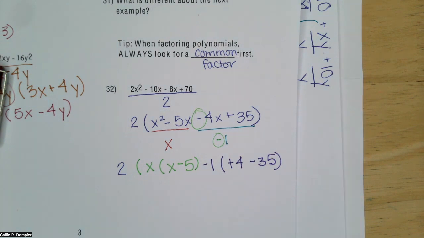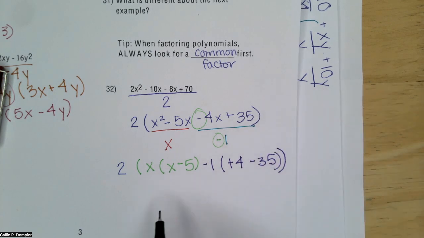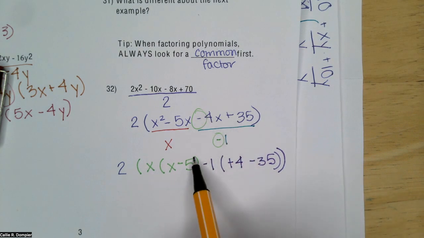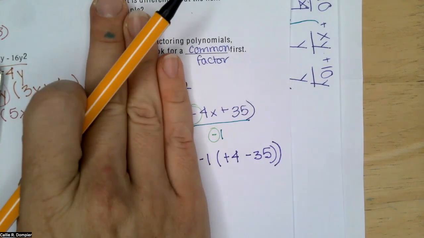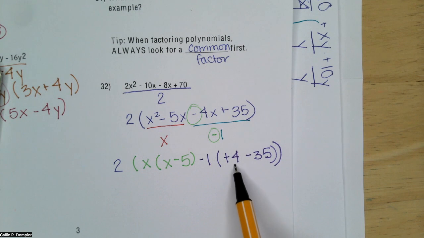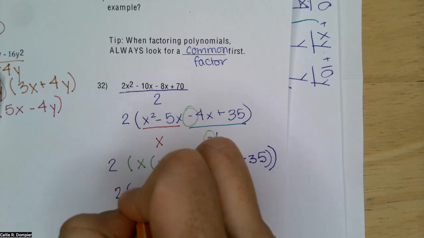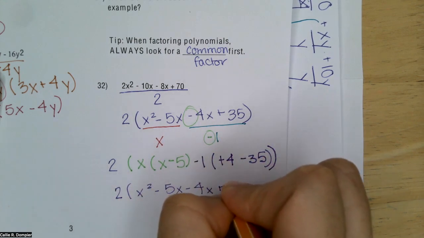It appears, then we would close the parentheses. It would appear that this is not factorable by grouping. So you can find common factors, but if you don't, then after this step of finding common factors for your 2 groups, if you can't find a common factor, it's not factorable by grouping. So we just call this 2 times x squared minus 5x minus 4x plus 35.